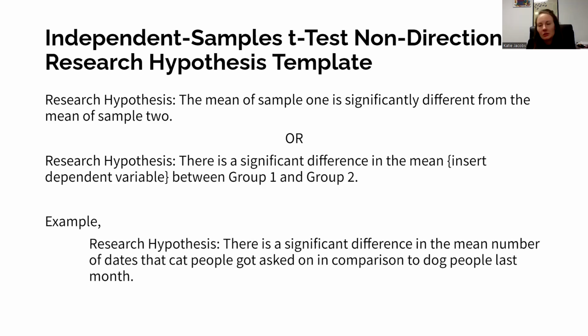So if we wanted to see what this would look like if we inserted the specific characteristics of our study into the template, it might be: research hypothesis, there's a significant difference in the mean number of dates that cat people got asked on in comparison to dog people last month.